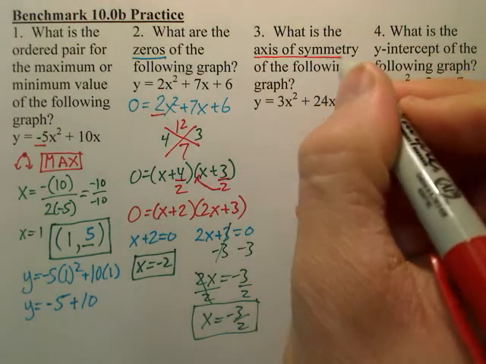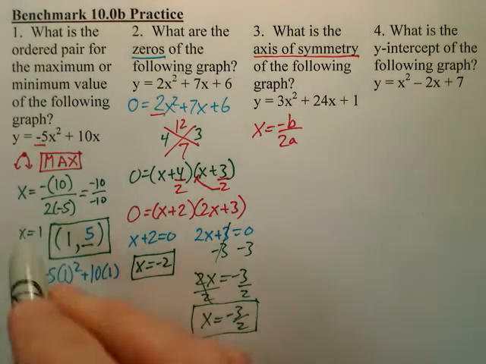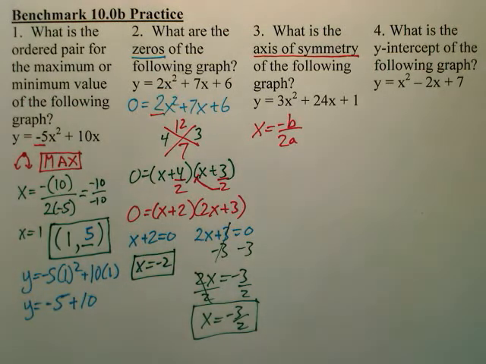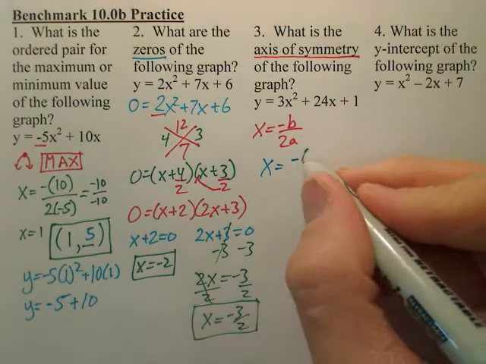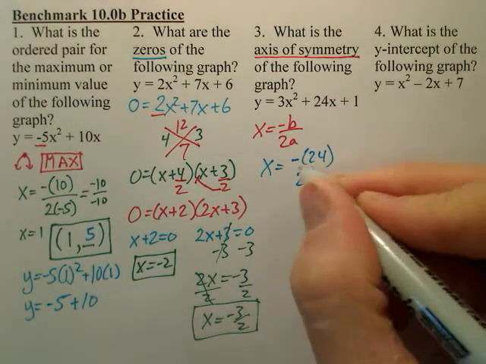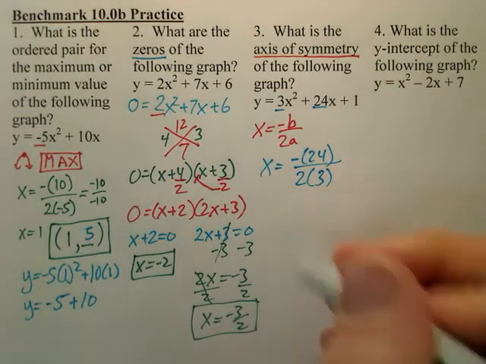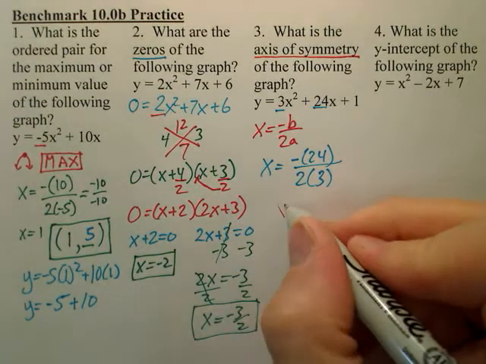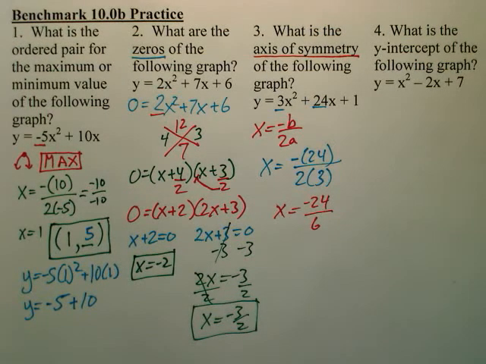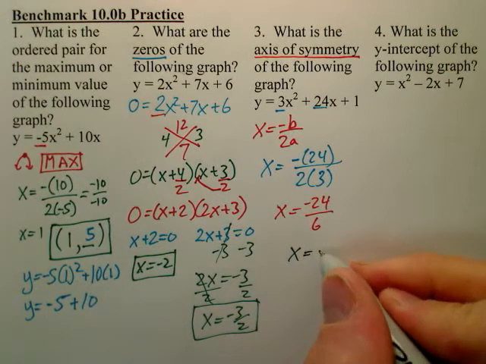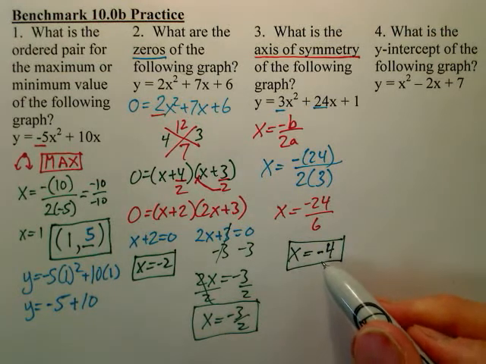Next, if I want my axis of symmetry, that is the equation x equals negative b over 2a again. It's the same equation as over here. And all you do for this one is simply plug that in. This is your b, this is your a. So it's x equals the opposite of 24 over 2 times a, which is 3. Plugging in those two numbers, I get x equals negative 24 over 6. And my answer is simply that. Reduce it. x equals negative 4. That is an axis of symmetry. It's a vertical line at negative 4.